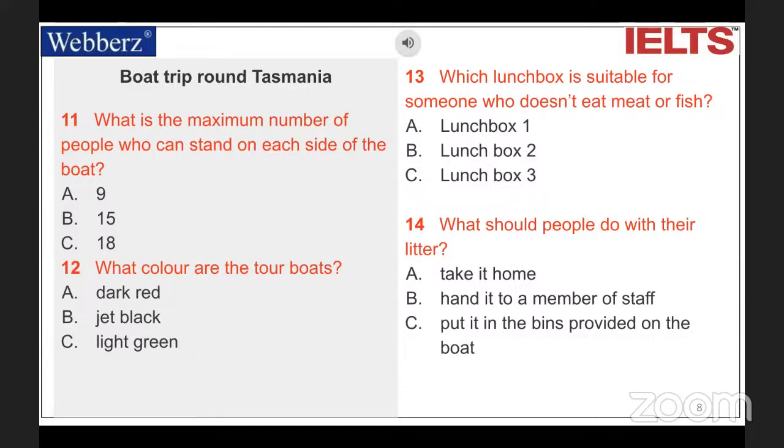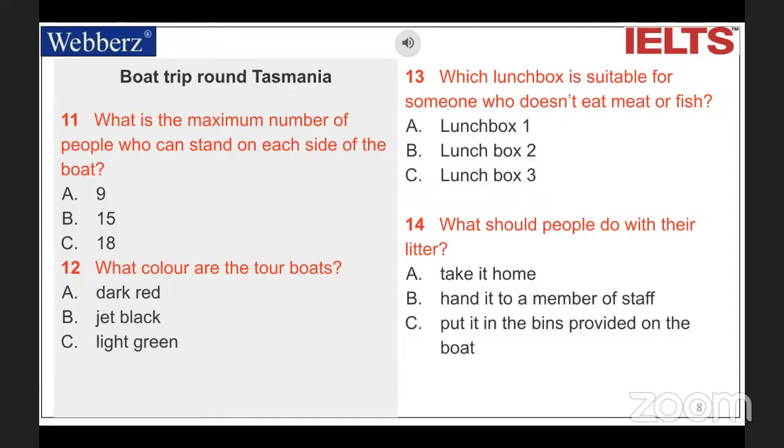We've recently upgraded all our boats. They used to be jet black, but our new ones now have these comfortable dark red seats and a light green exterior in order to stand out from others and help promote our company. This gives our boats a rather unique appearance, don't you think?